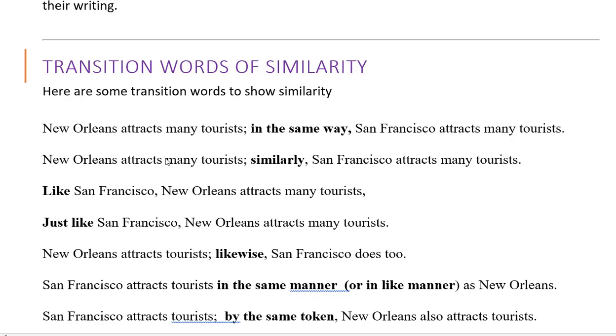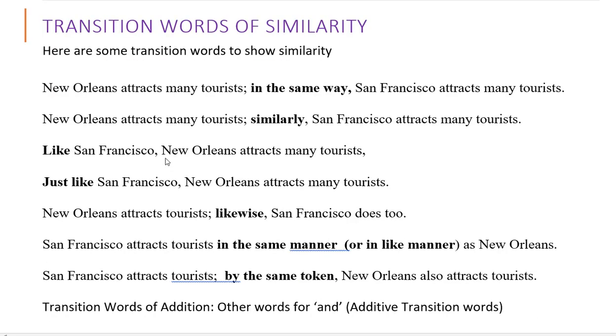Okay, so transition words of similarity are many different ways of saying and. So instead of saying and all the time, you would use: New Orleans attracts many tourists. In the same way, San Francisco attracts many tourists. So instead of saying and, you would say in the same way. And instead of saying New Orleans attracts many tourists, similarly.